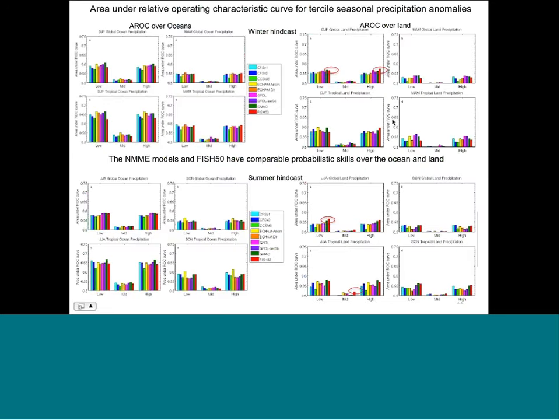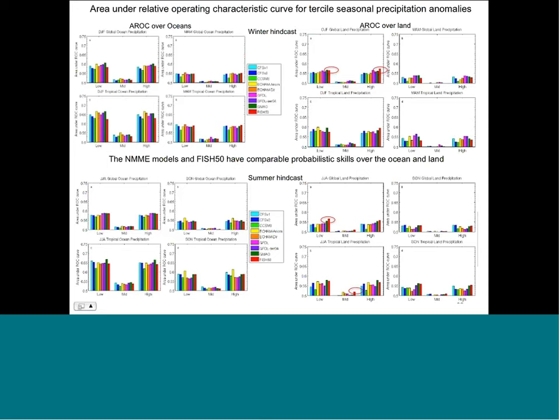If I look at the probabilistic skills, which is measured as the area under the relative operating characteristic curve for terrestrial seasonal precipitation anomalies, for oceans on the left panel and over land for the winter hindcast, what is clearly seen is that the probabilistic skill of FISH-50 seems to be comparable to most of the NMME models. There is no significant deterioration of the skill just because air-sea coupling is neglected in FISH-50. It is largely comparable, and most models, at least in terms of seasonal precipitation anomalies, seem to suggest that all these models are comparable, at least over the oceans.